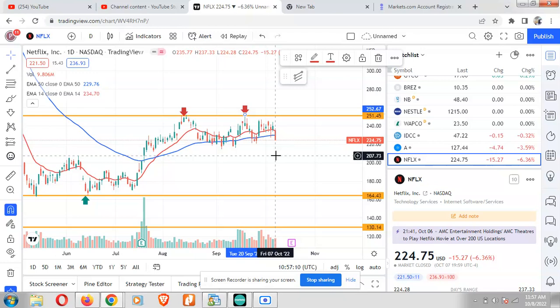The analysis I'm doing today is Saturday, 8th of October 2022. The analysis I'm doing right now will give me a clue to sell Netflix next week. I'm looking forward to selling Netflix.